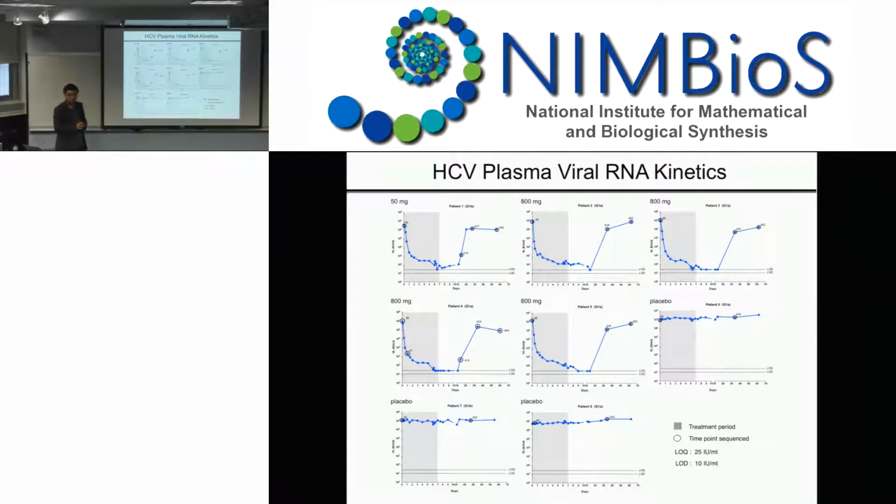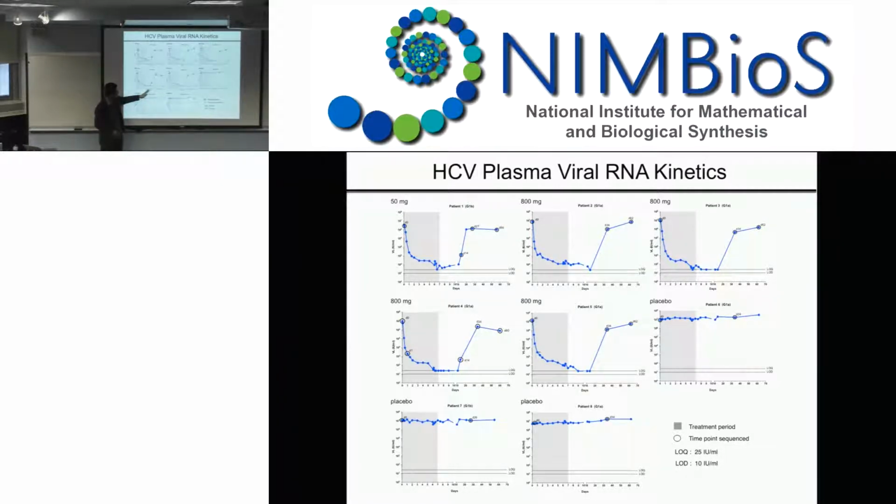And this is the result from the measurement of viral load from 8 patients. In these 8 patients, 5 were treated with different doses of MK5172, and 3 were treated with placebo. As you can see here, in the top 5 patients who were treated with this drug for the 7 days, which is the period of treatment, the viral load in general decreases rapidly. That suggests this drug is very potent. In some of the patients, it goes below the limit of detection of the assay we are using.